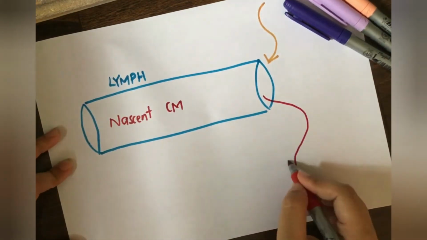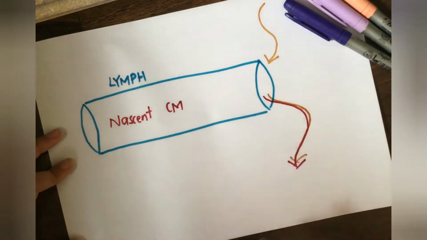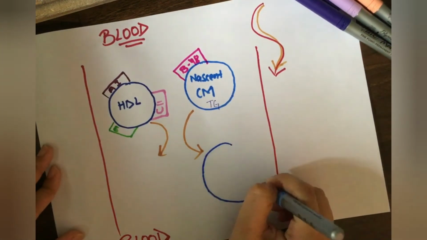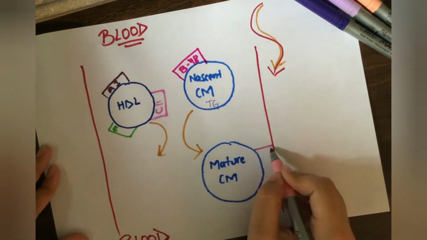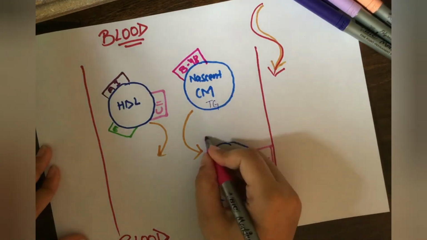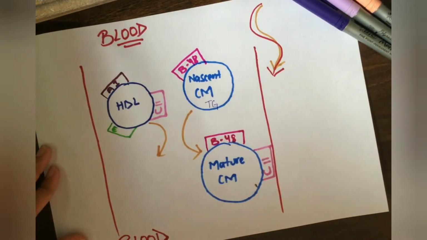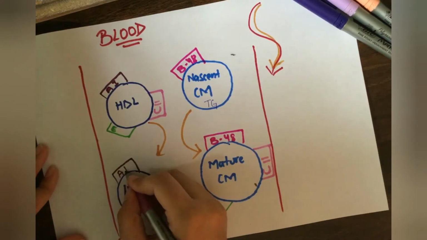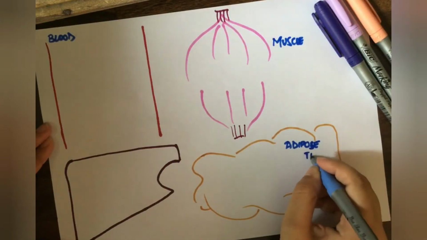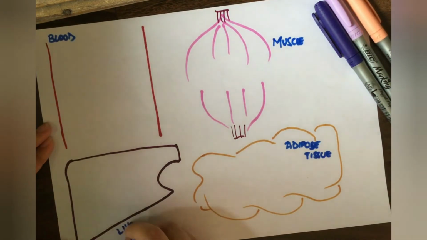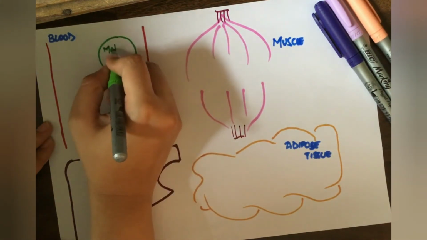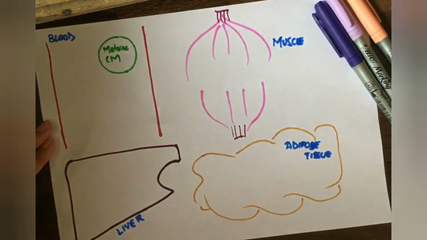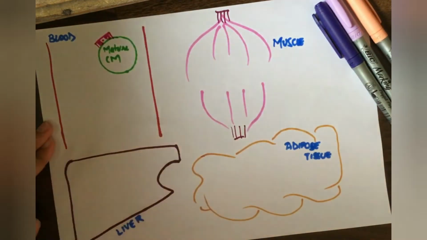Next, the nascent chylomicron moves to the lymph, from where it is dumped into the blood. The nascent chylomicron now requires to mature, and in order to do so, it takes C2 and E from high-density lipoprotein. High-density lipoprotein then hops off only with its AI. Now, the mature chylomicron enters the blood, which is already present in the blood, with its B48, C2 and E, which it took from the high-density lipoprotein.